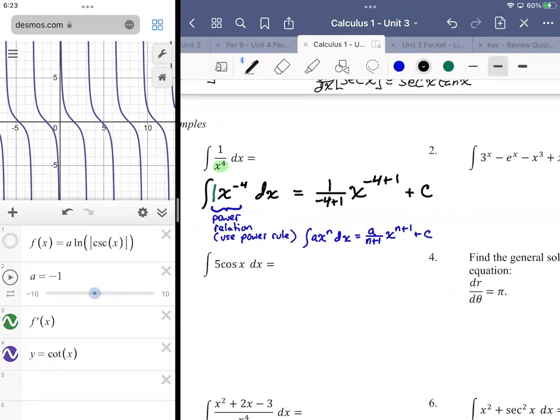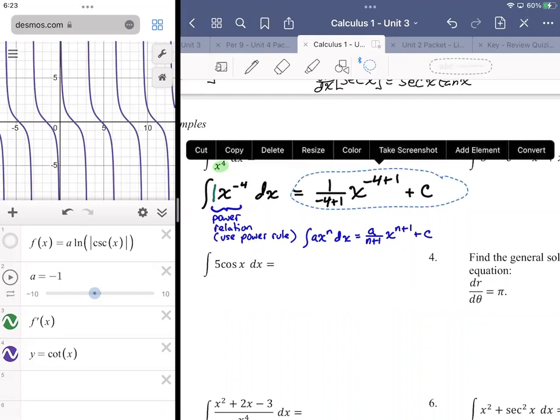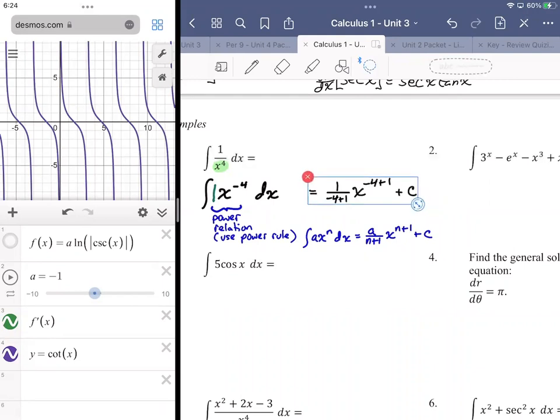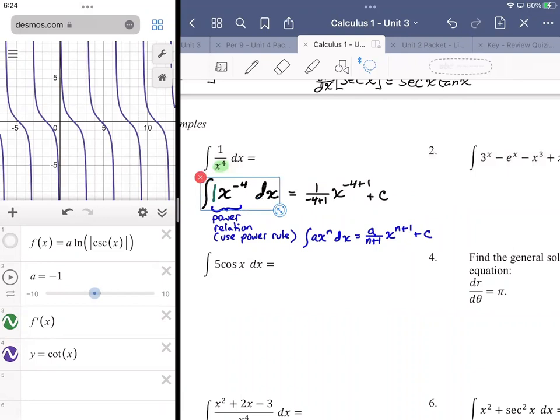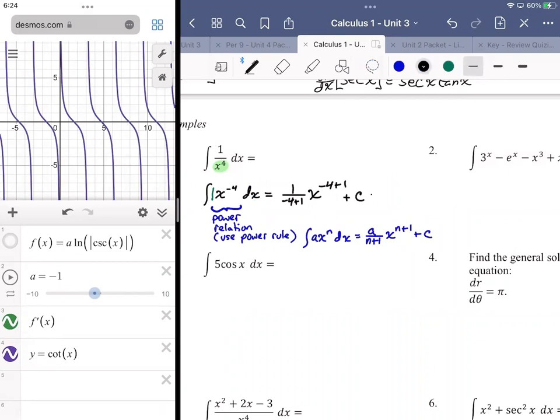Now you can kind of streamline this. You can really streamline it by doing it all in your head. At first that seems like a tall order, but the more you do it, the easier it becomes. So -1/3 x to the -3 plus c.